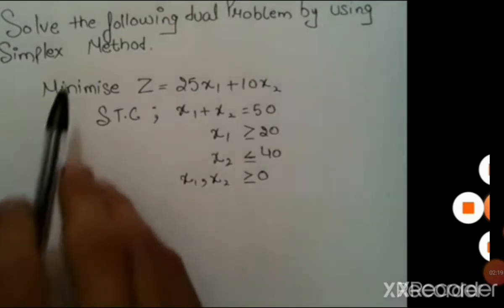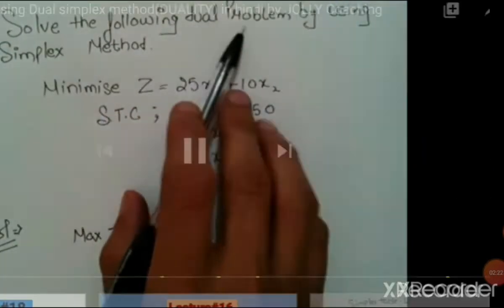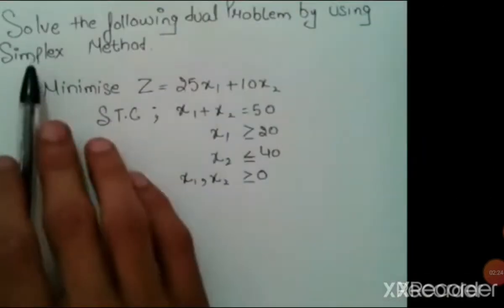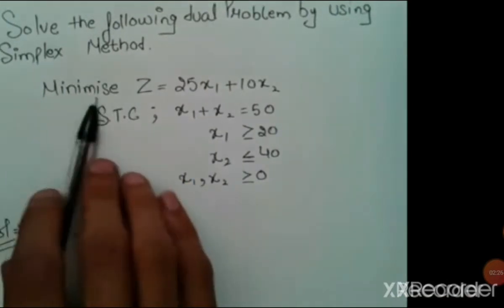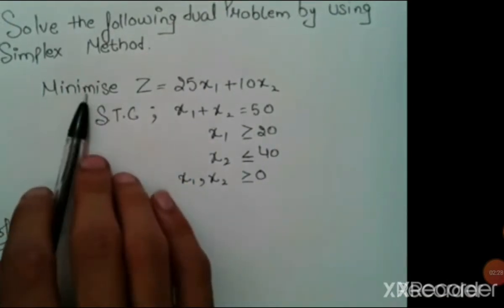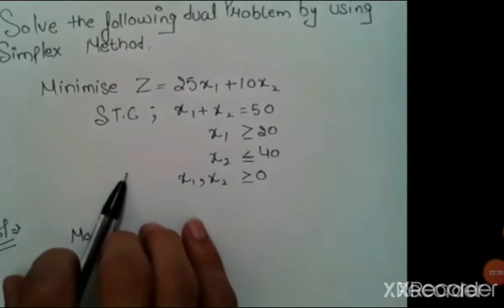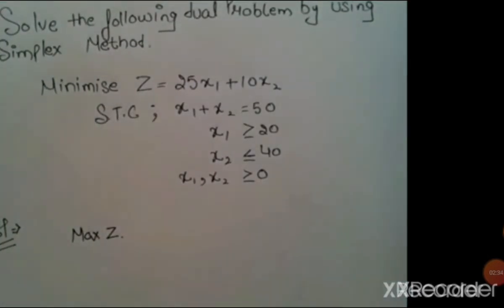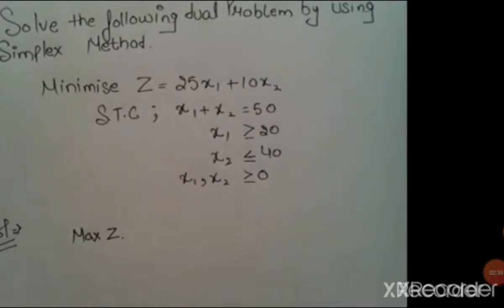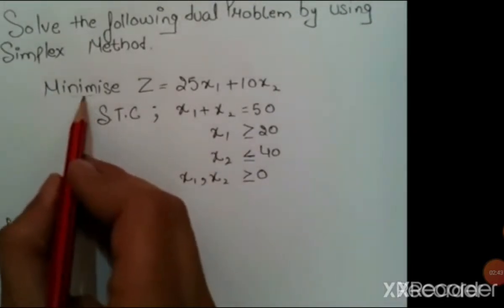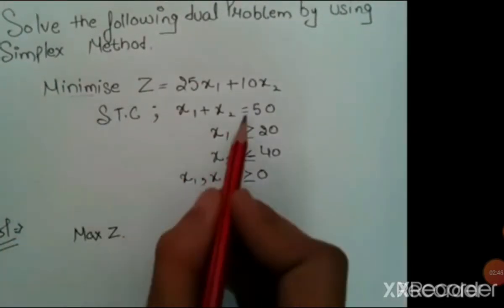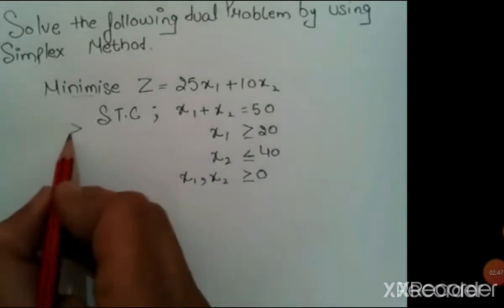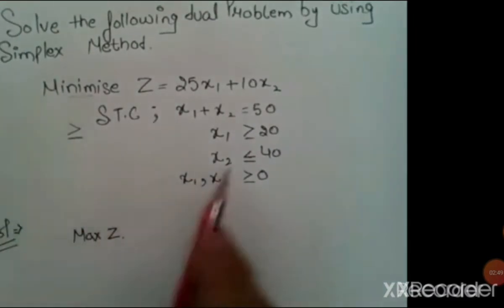So let us see one example. Solve the following dual problem by using the simplex method. Minimize z equal to 25x1 plus 10x2, subject to the constraints x1 plus x2 equal to 50, x1 greater than or equal to 20, x2 less than or equal to 40, x1, x2 greater than or equal to 0. The problem is of minimization, so minimization means the constraints should be greater than or equal to.